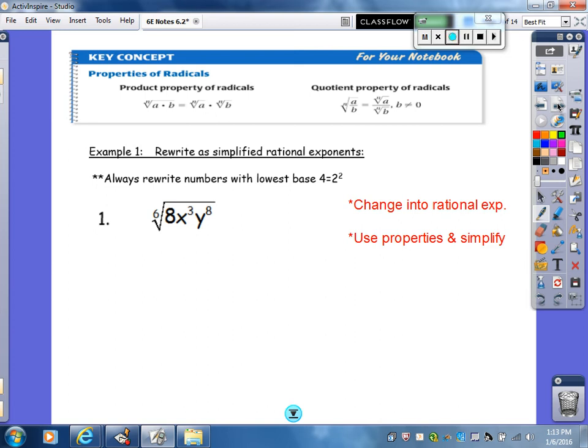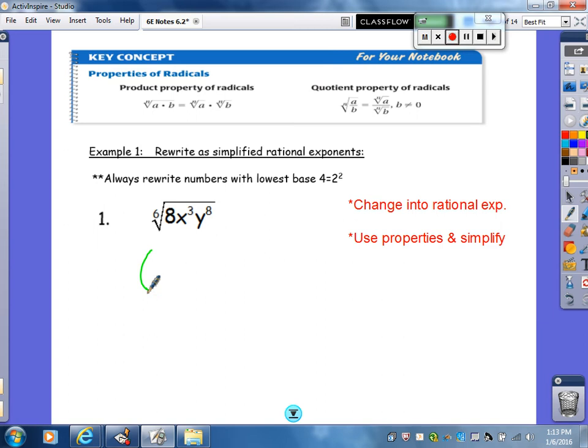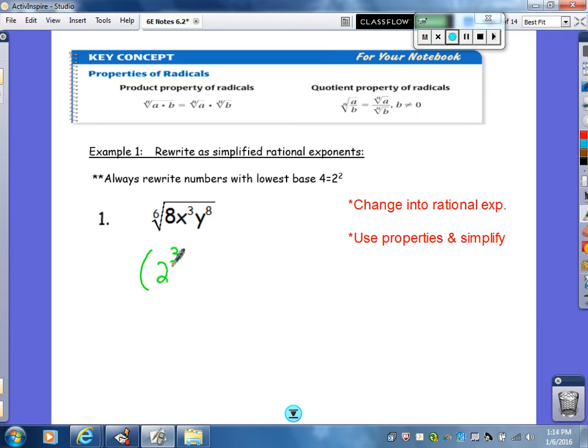Alright, so look at the first one. Always rewrite numbers with the lowest base. So if we have 4, we want to rewrite this as 2 squared. So in our problem, we have 8. So think about the lowest base. I can rewrite 8 as 2 to the 3rd power. This is going to help me when I simplify. Okay? Alright, bullet number 2. Change into rational exponents. Alright, so let's go about doing that. So index of 6 is going to become to the 1/6 power. Now we're going to apply our properties.